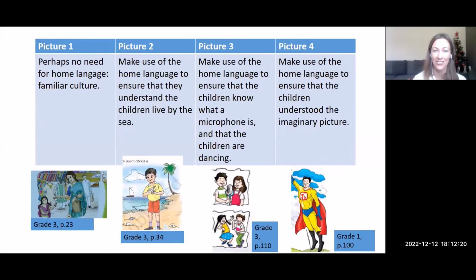Is it a lake? I don't know. Is it a river? It's not clear. What's on it? I don't know. Right, exactly. They may call it a river. Yes. So here we can make use of home languages to make sure they understand the concept of the sea.